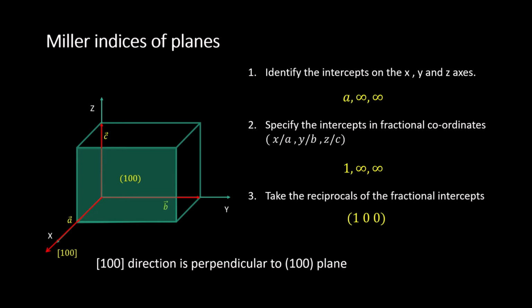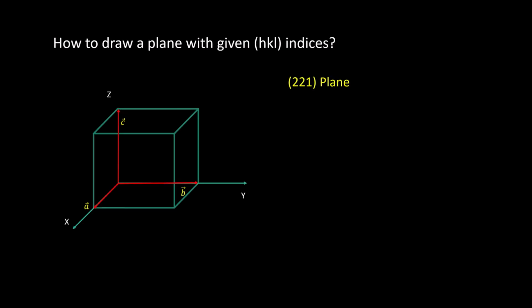A particular direction will always be perpendicular to the respective plane, and you should note the difference between specifying the Miller indices of directions and planes. When we talk about directions, we use the square brackets, but when we talk about a particular plane, we use the normal brackets.